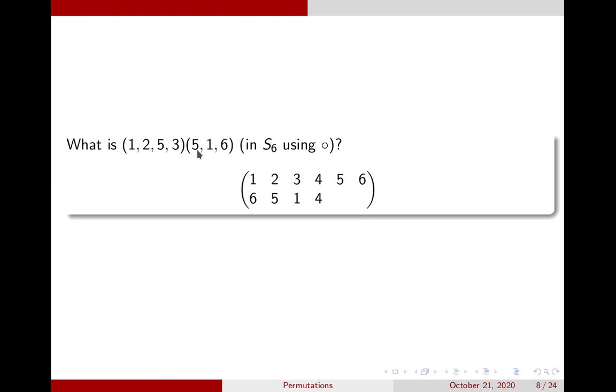And now, working on 5, the left cycle sends 5 to 1, and then the right cycle sends 1 to 2. Doing the two cycles in succession, 5 is sent to 2. And finally, 6 is sent to 5 by the right cycle, 5 is sent to 3 by the left cycle, so 6 is sent to 3.